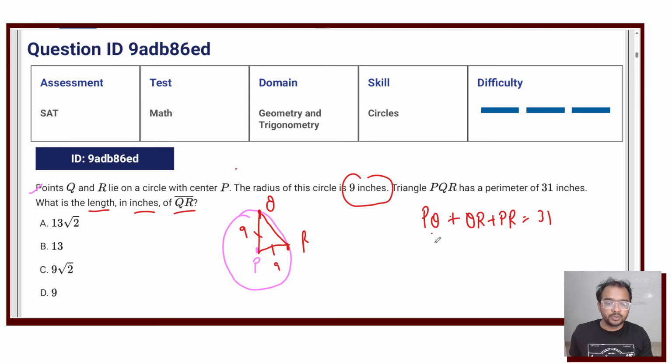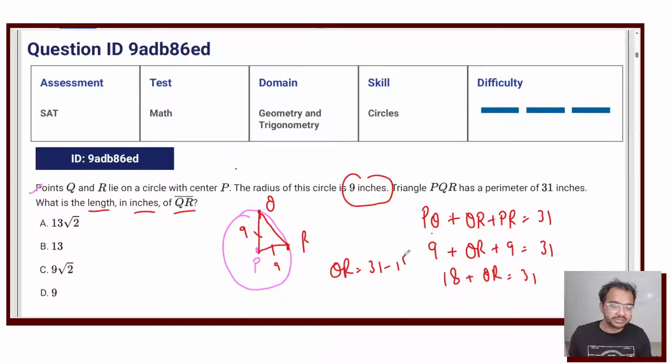So we have PQ as 9, QR is what we need to find, and PR is also 9. This is now a very simple equation we can solve. 9 plus 9 will be 18, and 18 plus QR is 31. So QR will be just 31 minus 18. If you take the difference, this comes out to be 13 units. So B, the correct answer, will be 13. Okay, so that was a simple one.